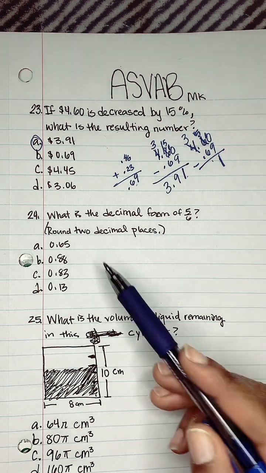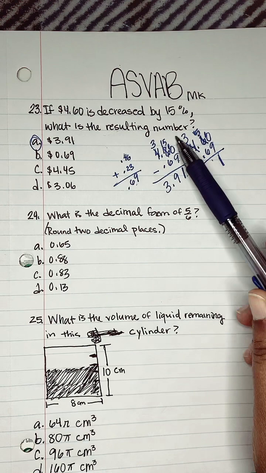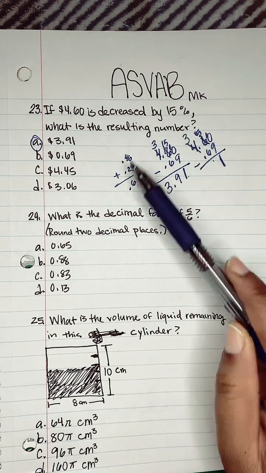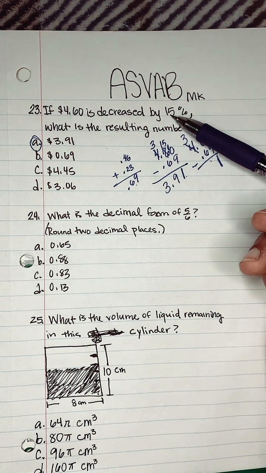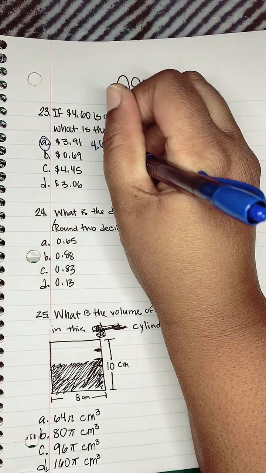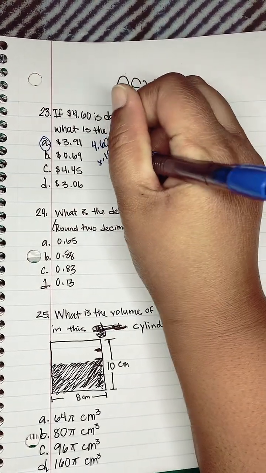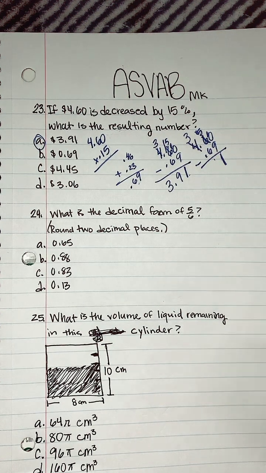Okay. Alrighty. So let's go to 24. I'm trying to think of another way. Another way you could do this is by doing 460 times 0.15. That will also get you the answer. Okay. Just to let you know.